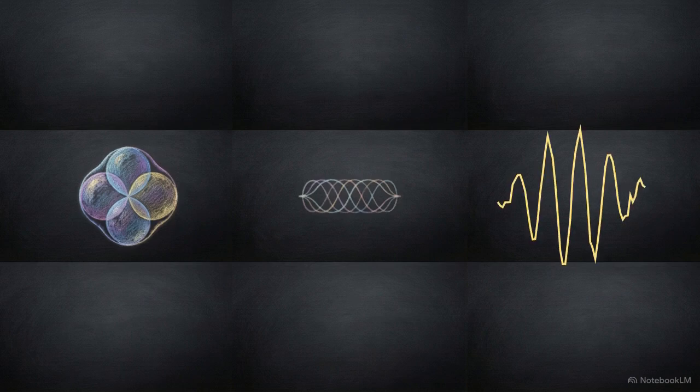What connects the probability field of an electron orbital, the vibrations of a guitar string, and the data curve of an audio signal? They all map to the exact same geometric space. To see how, we need to establish our baseline.